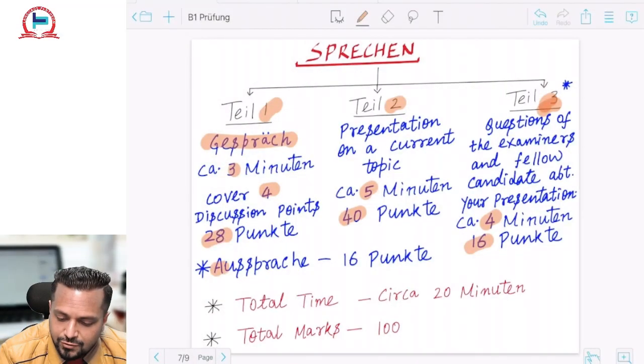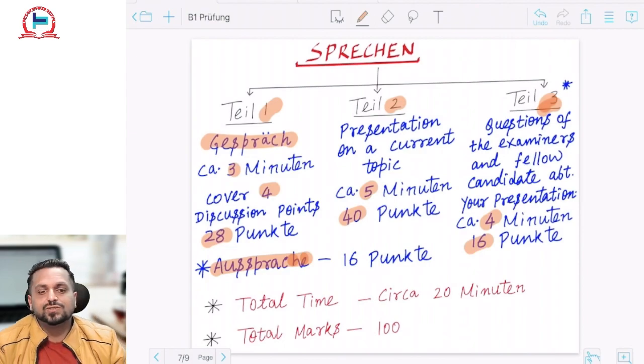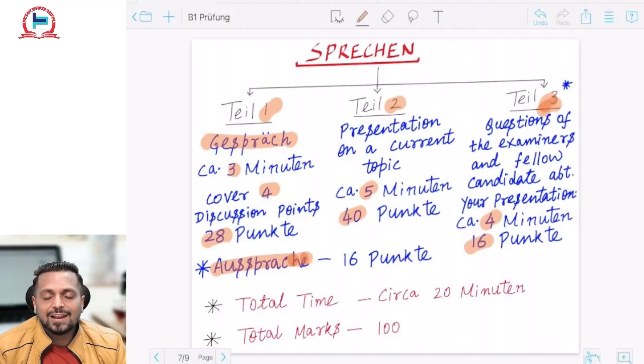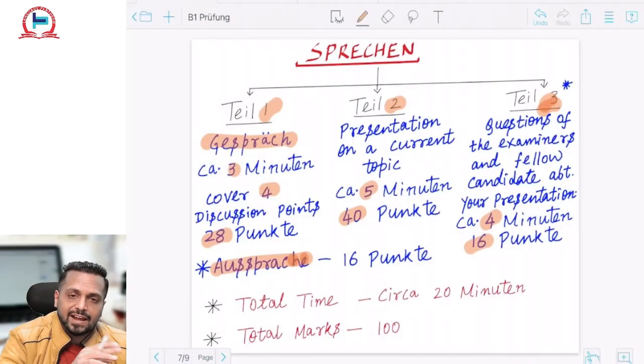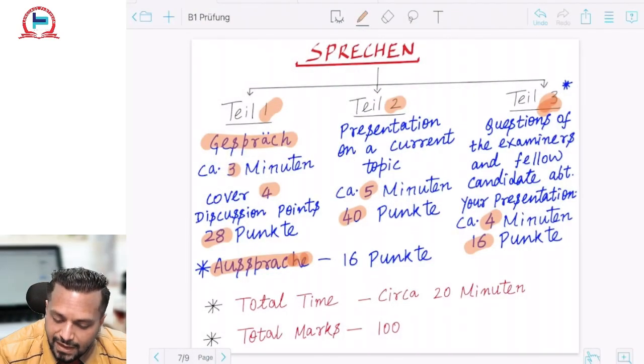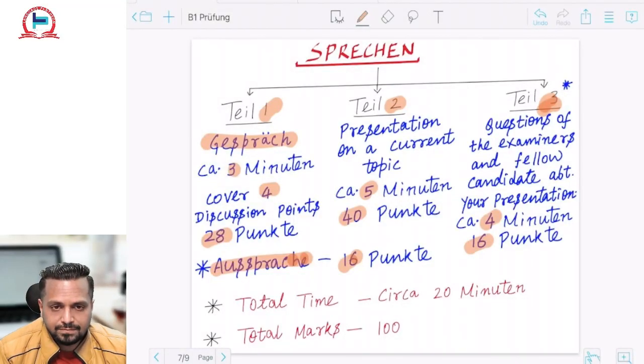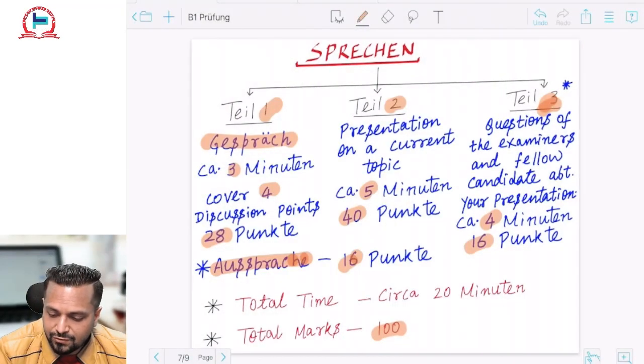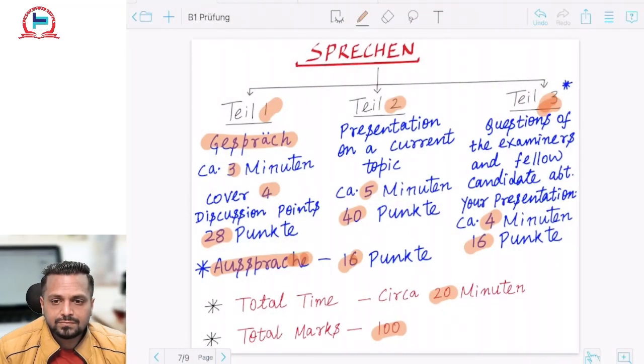There are also marks for Aussprache, as in pronunciation. This is allocated based on Teil 1, 2 and 3, all three Teils combined, and 16 marks are allocated for this. Altogether, as a whole, the total marks allocated is 100 marks, and expression lasts for around 20 minutes. This was all about expression, schreiben, hören and lesen. Basically, how the Goethe B1 exam pattern is.